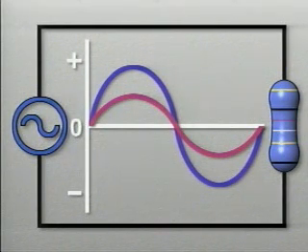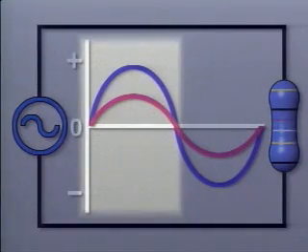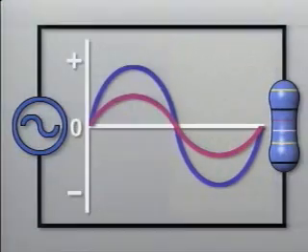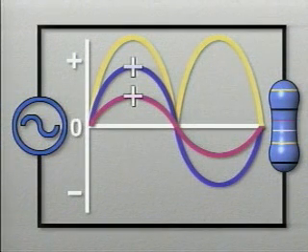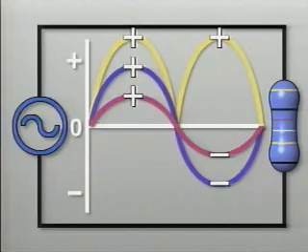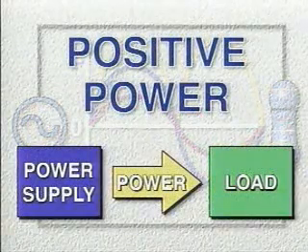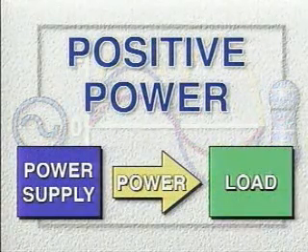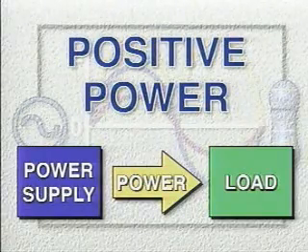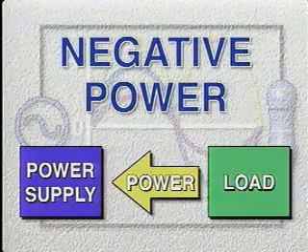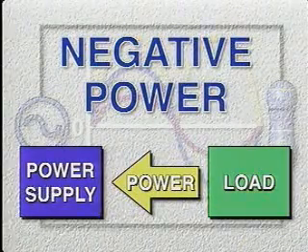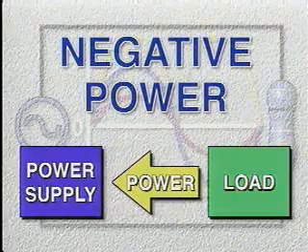Since voltage and current are in phase, they are positive at the same time and negative at the same time. Therefore, their product, true power, will always be positive. Whenever you multiply either two positive numbers or two negative numbers, you get a positive product. Now, the term positive power is just a convention. When we talk about positive power, we mean power that's going from a power supply to a load. When we talk about negative power, we mean power that is returning to a power supply from a load.